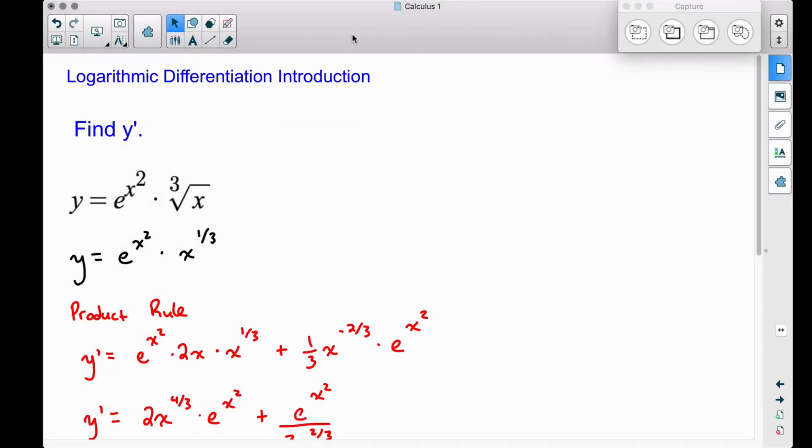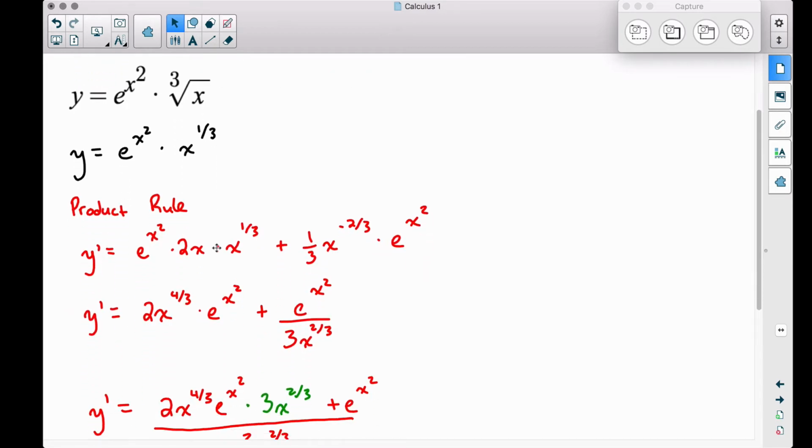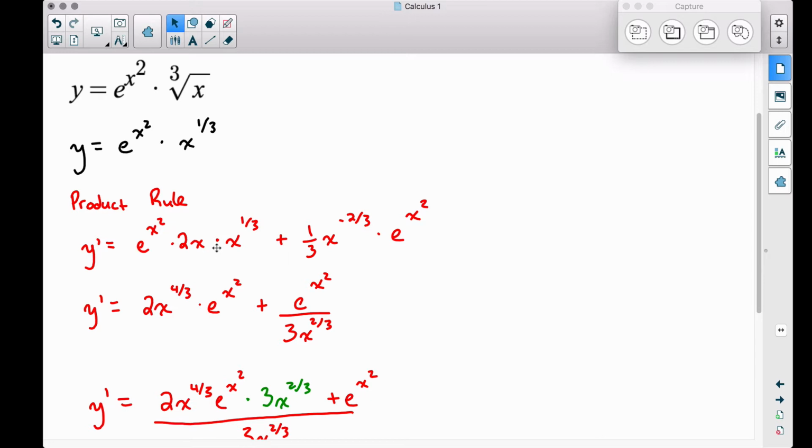In this video, we're going to look at logarithmic differentiation, and this is going to be an introduction. We want to find y prime, and we already have the function y equals this stuff. All I've done here is rewrite this radical as x to the 1/3 power. I've worked this problem out using the product rule because I want to show you that sometimes you don't necessarily have to do the product rule. Maybe logarithmic differentiation will be quicker or better. This one's not that bad using the product rule, but I'm going to show you at the end that we get the same answer using what's called logarithmic differentiation.